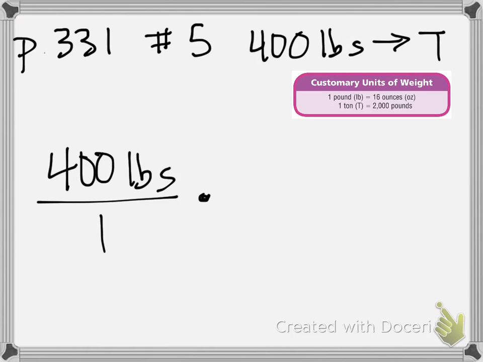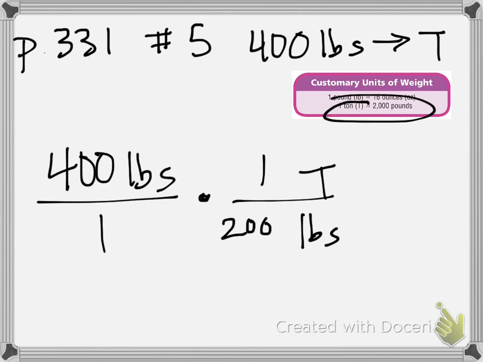And if you remember, our next fraction is going to be the conversion rate, okay? So I want to get rid of pounds, so pounds is going to go down here on the bottom, and tons is going to go up here. So I'm going to use this conversion rate right here, where 1 ton is 2,000 pounds. If you remember from the previous examples with capacity, what we're going to do is multiply going straight across. So 400 times 1 is 400. And 1 times 2,000 is 2,000. So then the only thing we have to do is take this 400 divided by 2,000.